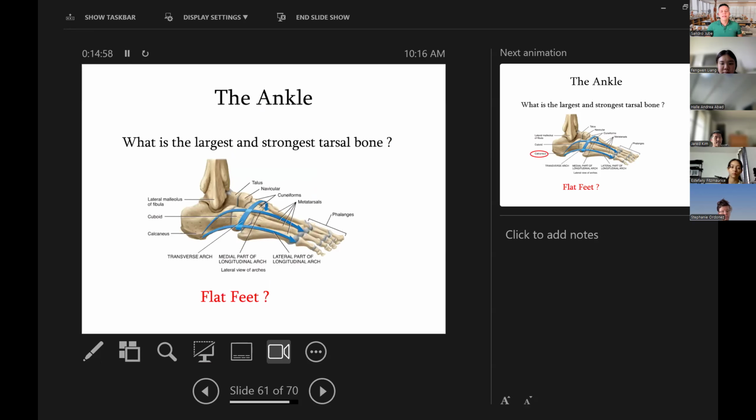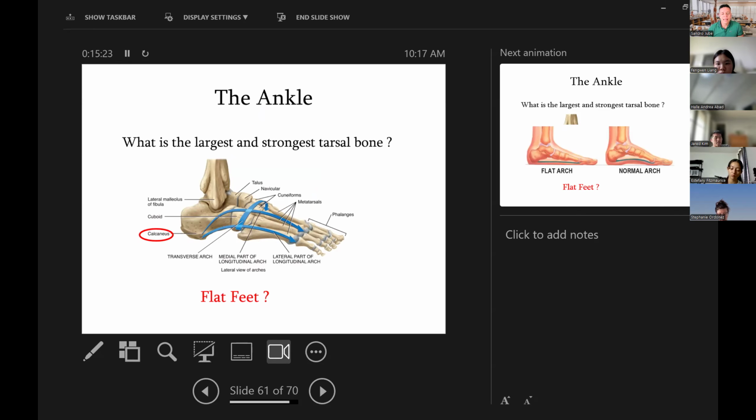All right, guys. Now again, what is the largest and the strongest of the tarsal bones? That would be the calcaneus. And since we're talking about the foot, let's talk about a condition which is quite common. I know several people that have that. This is what we call flat feet. What is the flat feet condition, guys?